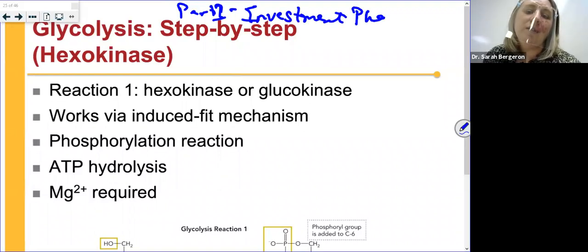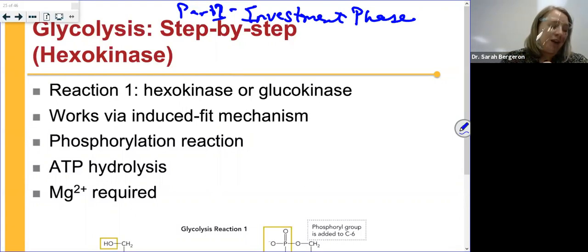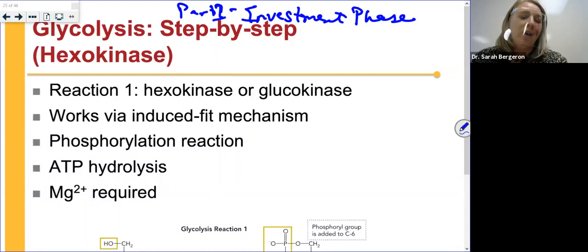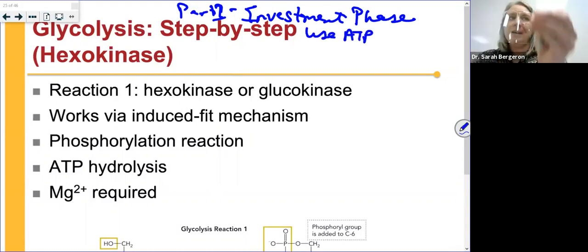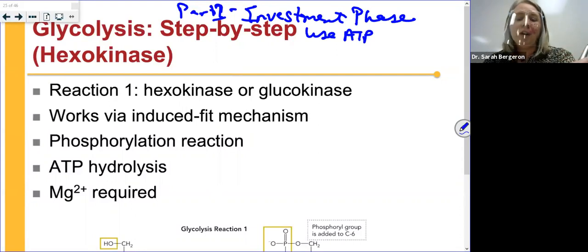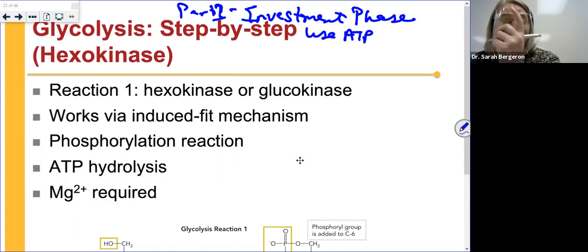Investment phase, right? And we really have two big goals inside of our investment phase. We want to use ATP. This is our investment. We're spending ATP. But what are we going to use ATP for? Why do we have to invest energy? We're trying to produce energy. Well, it's pretty close.